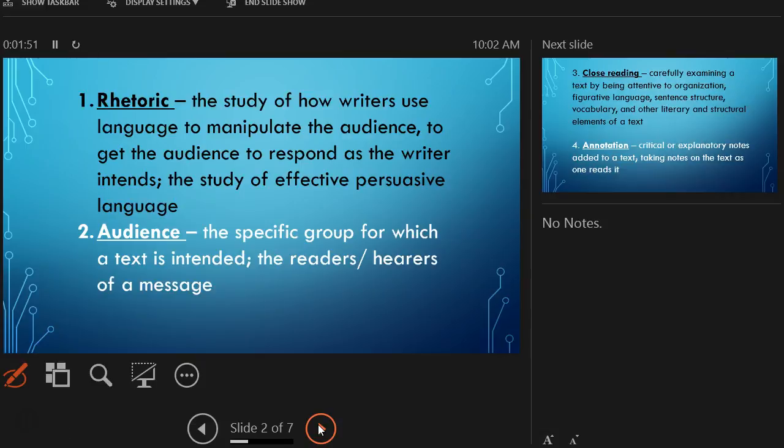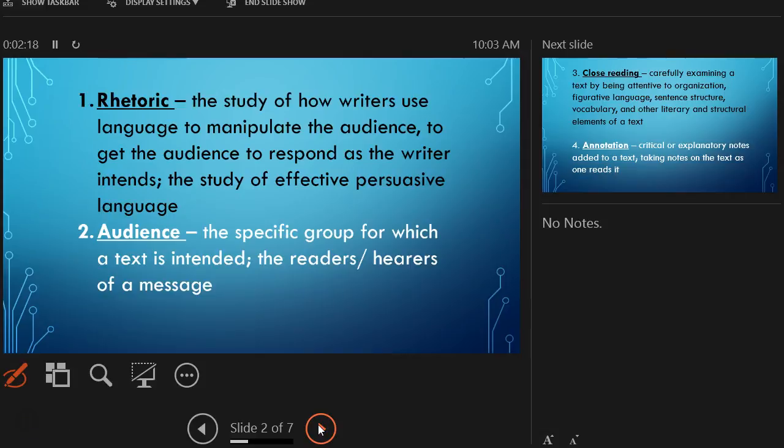Okay, let's begin with rhetoric. You know this word already. We've already talked about it a little bit, but rhetoric is the study of how writers use language to manipulate the audience, to get the audience to respond as the writer intends. It's the study of effective, persuasive language. And everything we're doing this year in AP English is the study of rhetoric. We're going to look at how writers craft their language to get you to respond in the way they want to.